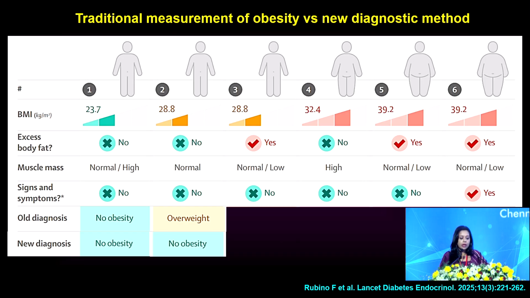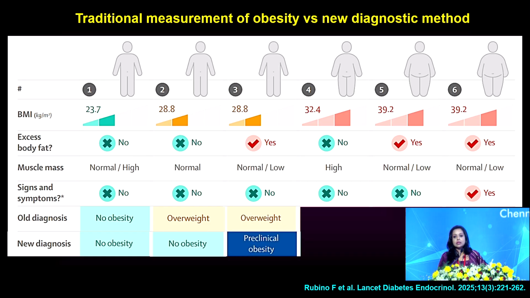Okay? Now come to excess body fat is there. BMI is 28.8. Muscle mass has become low. Signs and symptoms, no. Now what do we have? Yes, overweight earlier, now called preclinical obesity. Yes, you've made the differentiation between the two. Don't go by BMI, go by the actual obesity one. Now, excess body fat, no. BMI is 32, yes. And signs and symptoms, no.